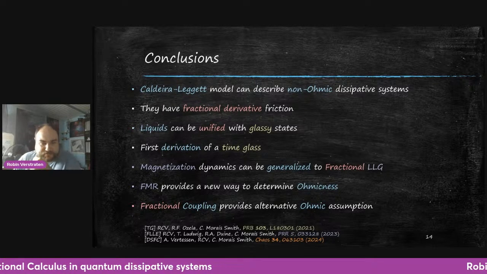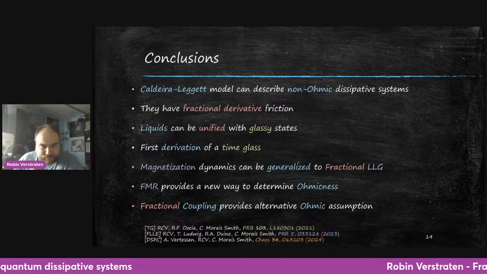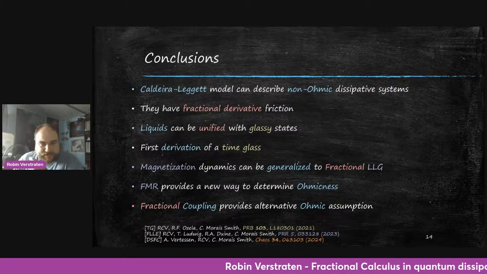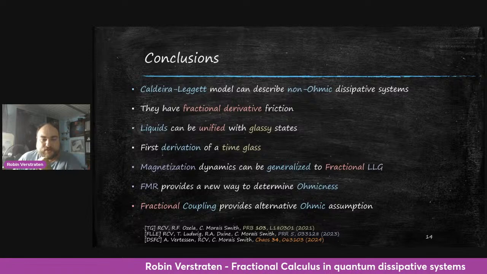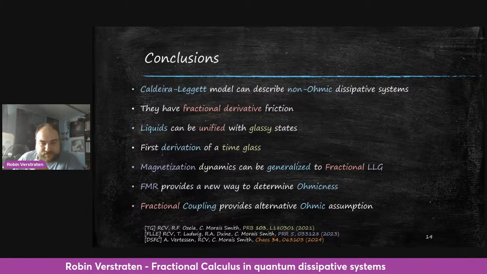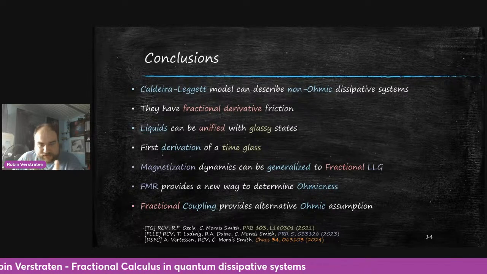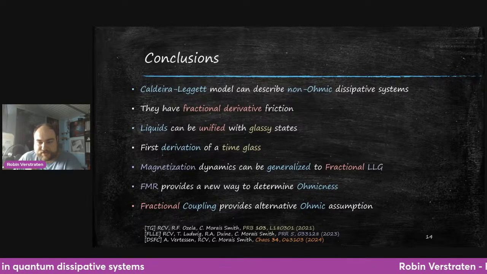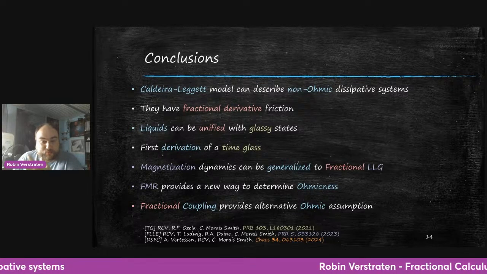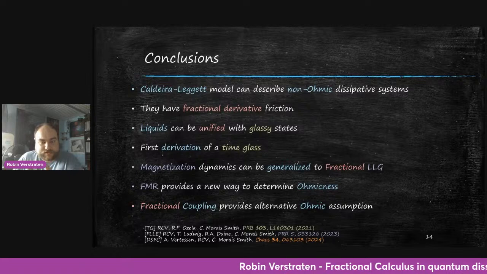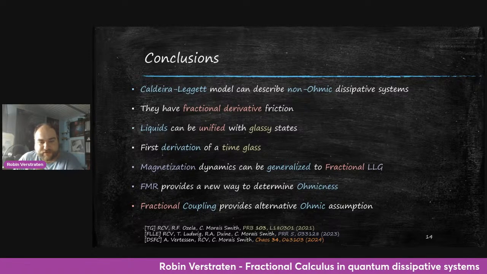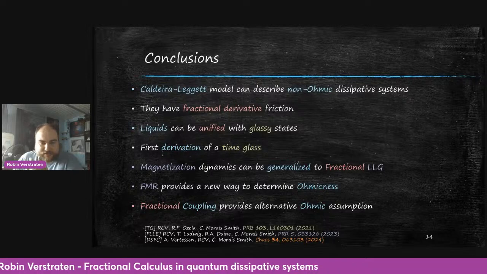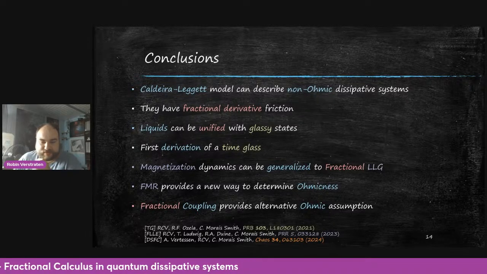They have these fractional derivatives as a friction term. Liquids can be unified with glassy states using the fractional derivative order. And we have the first derivation of a time glass. Magnetization dynamics can be generalized to this fractional Landau-Lifshitz-Gilbert equation, and it provides a way to determine this ohmicness, the value of the fractional derivative. And finally, we have this fractional coupling, which is an alternative method.